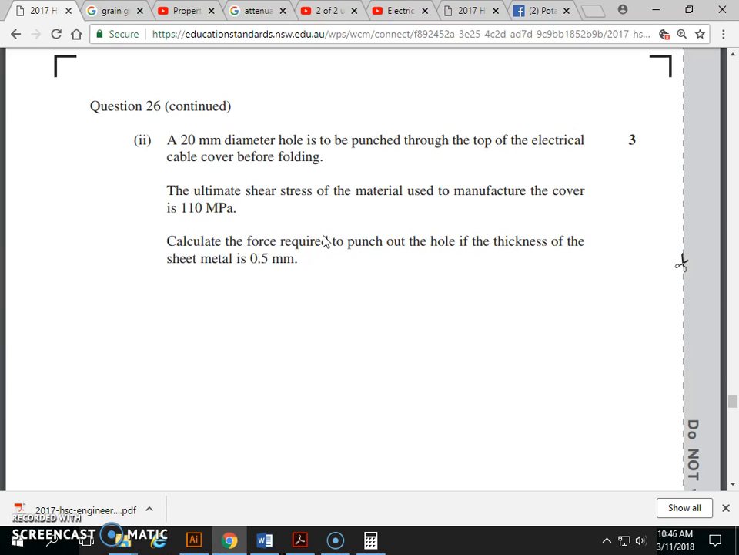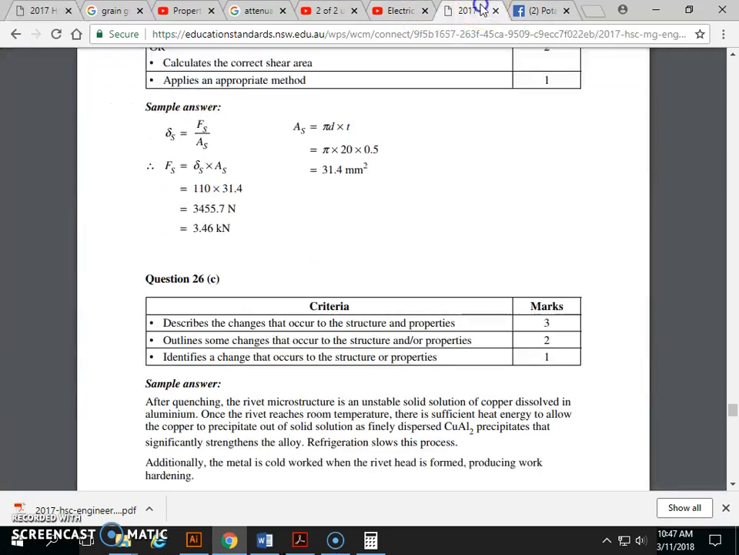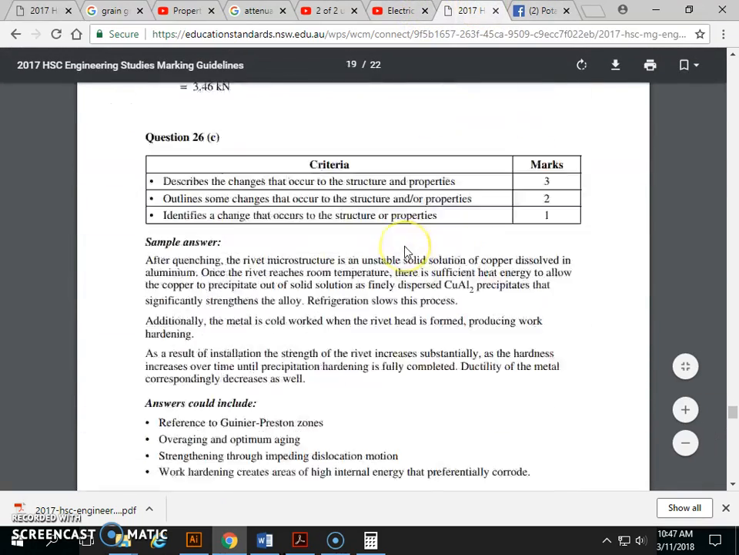Okay, so it's going to be force over area, but we're not using stress. We're not doing stress equals force over area. We have to rewrite our formula, which means that force equals area times stress. So we've got 31.4 times 110. Let's have a look. Let's see if I got that right.